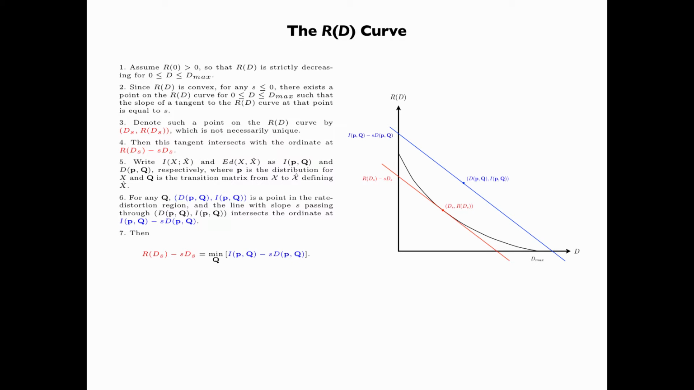It is then evident that R(D_s) minus sD_s, that is, the y-intercept of the red tangent, is equal to the minimum of I(P, Q) minus sD(P, Q), the y-intercept of the blue line, over all Q. If for a particular value of s, we can determine R(D_s) minus sD_s, the y-intercept, then the tangents can be determined. By varying over all s less than or equal to 0, we can then trace out the whole Rate-Distortion curve R(D).